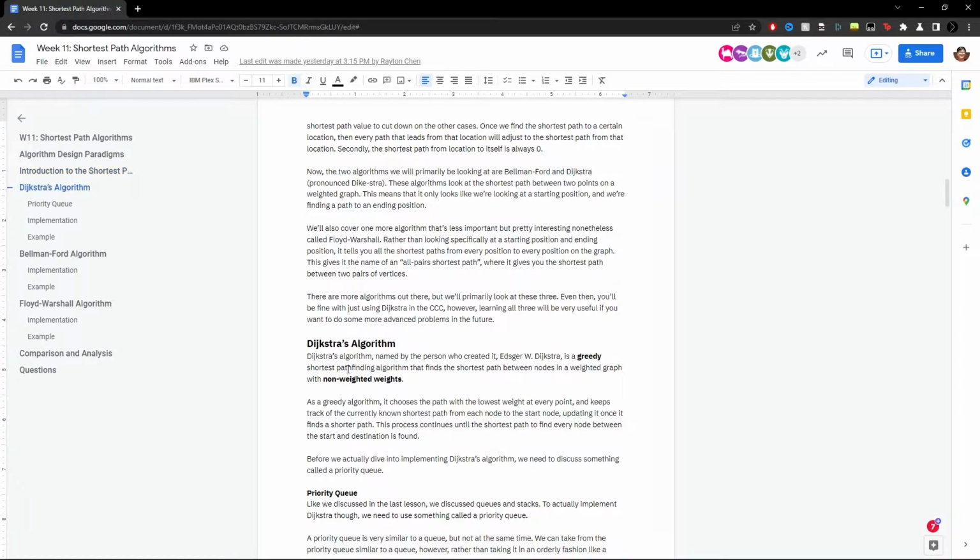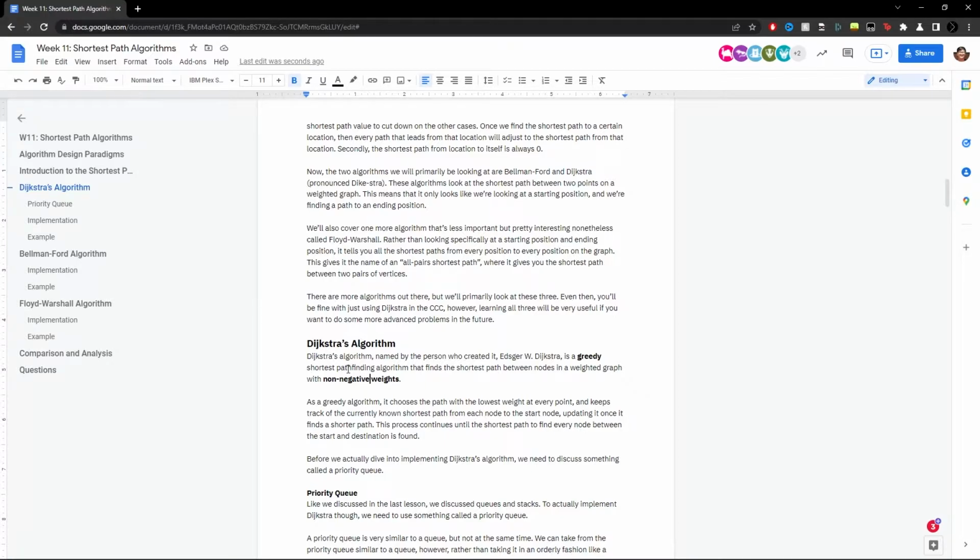Non-negative weights. All right. So that means you cannot have any weight that's less than 0, and you will break Dijkstra's algorithm if you have a negative weight. As a greedy algorithm, it chooses the path with the lowest weight at every point and keeps track of the currently known shortest path from each node to the start node, updating it once it finds a shorter path. This process continues until the shortest path to every node between the start and the destination is found.